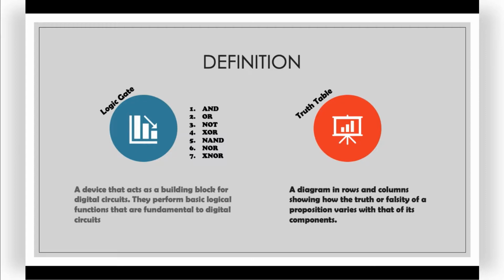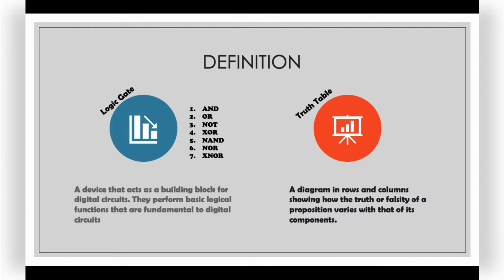For the fourth one is XOR. XOR true if either A or B are true, but false if both are true. And for the fifth one, NAND, not AND, false only if A and B are both true.